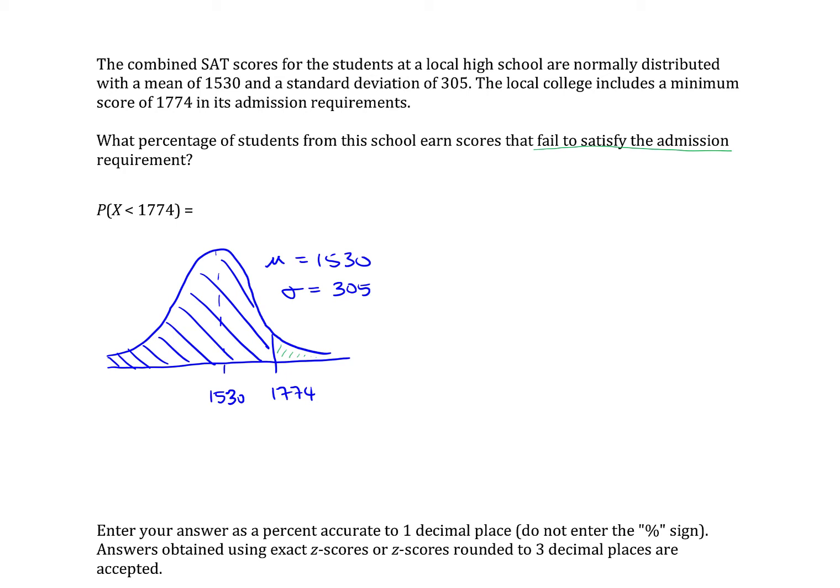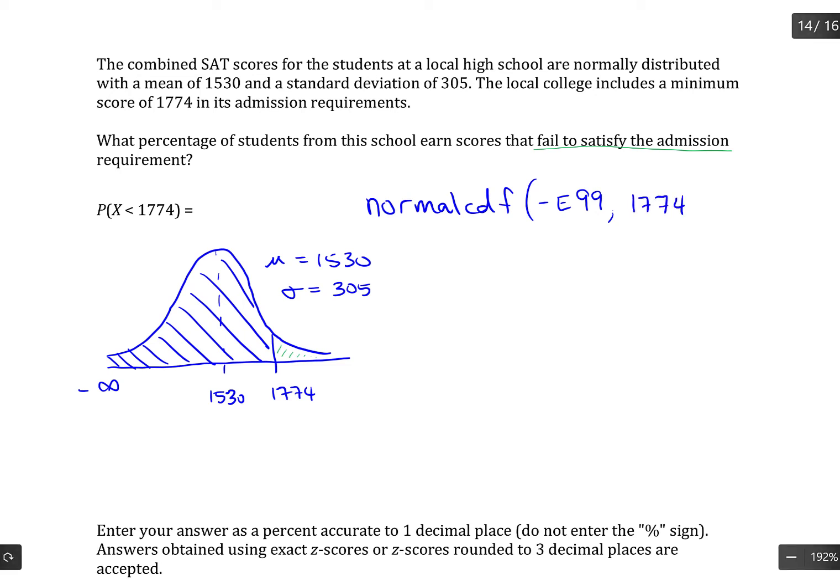Now, to find the area under a normal distribution curve, we use the function normal CDF, which takes up to 4 inputs. The first two are the lower bound, which is negative infinity in this case, but I'll put negative E99, which is scientific notation for a very small number, because there's no infinity key on the calculator. The upper bound is 1774, and the last two inputs are the mean and the standard deviation. So the mean is 1530, and the standard deviation is 305.